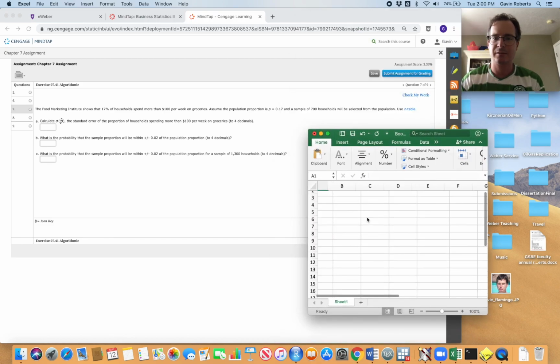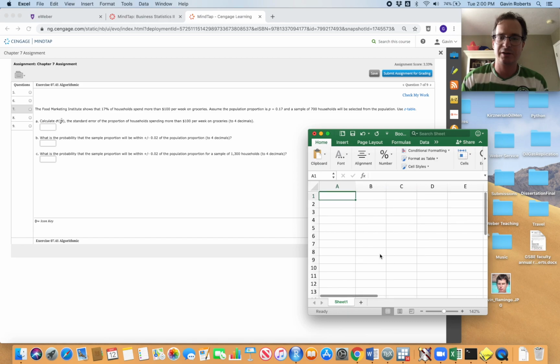Okay, let's zoom in a little bit. Do our little calculator here. Excel is basically a sweet calculator. That's how you should think of it. The Food Marketing Institute shows that 17% of households spend more than $100 per week on groceries. Yeah, that was pre-coronavirus, right? It's like 800 now. Assume that the population proportion is P equals 0.17. That's the population proportion. That's important. And a sample of 700 households will be selected from the population.